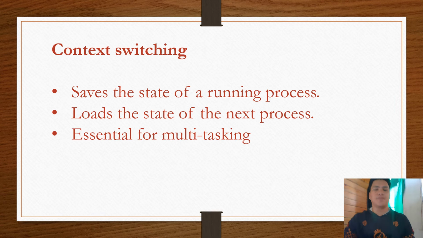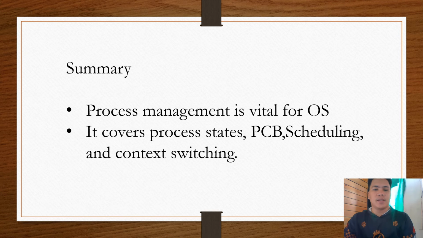Then next is the summary. Process management is vital for the operating system. It covers process state, PCB, scheduling, and context switching. Another summary of process management is to ensure that all processes are executed efficiently, fairly, and correctly, keeping the CPU busy and the system responsive.